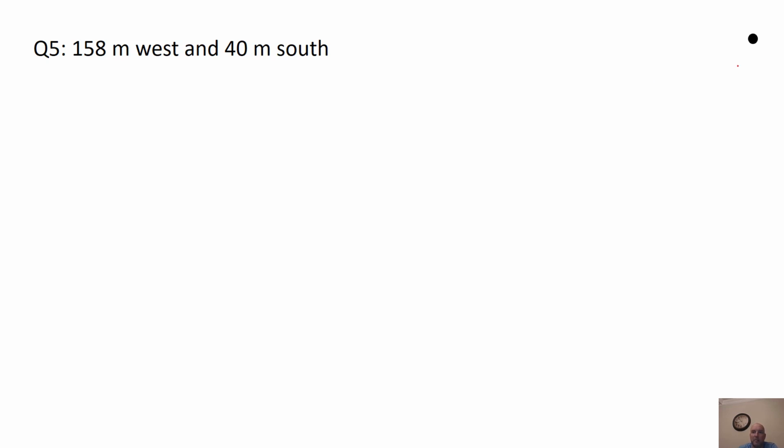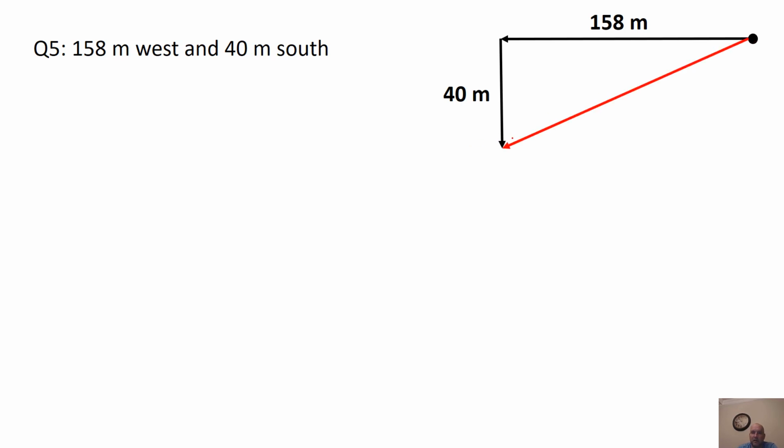Okay, the next one, 158 meters west and 40 meters south, origin dot. Once again, on your paper, place it so that you can go west and south from there. Go west first, 158 meters. We're going to follow that head to tail with 40 meters south. And we're going to finish this off going from start to finish in the direction away from the origin dot. We go back to the start to the finish, throw the angle right there, and now we're ready to do the Pythagorean theorem and everything else.